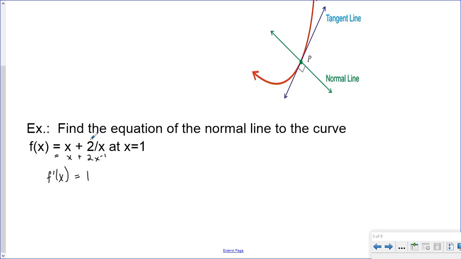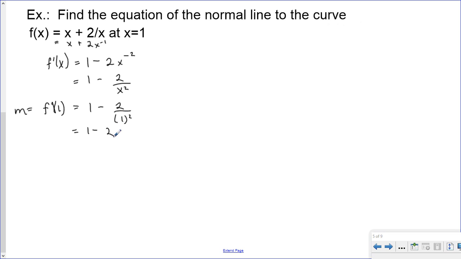I rearranged this original function so that it had exponents. So 2 over x is 2 times x to the negative 1. Now my derivative is: the derivative of x is 1, and I've got negative 2x to the negative 2, so that's 1 minus 2 over x squared. Now I want to find the value of my derivative at 1, and that's going to be my slope. It looks like it's 1 minus 2 to the negative 1. That's my slope.